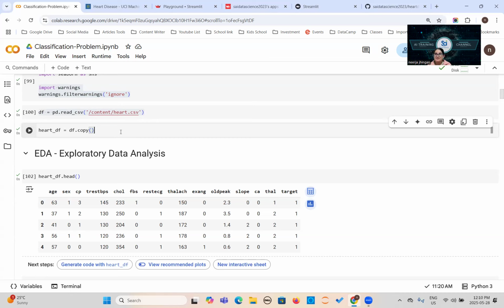Believe me, whenever you work in real time, you are not getting a CSV file like right now we are doing, right? But I will definitely make a video where I will show you how you can collect the data from different resources using web scraping. I will make a video on how you can collect the data using web API and web scraping too.